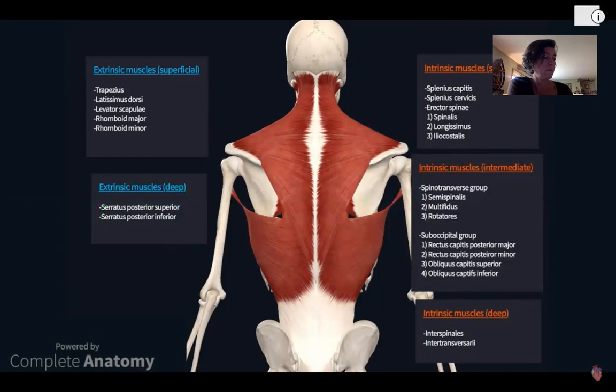The intrinsic, or true muscles of the back, lie deep to the extrinsic muscles. These are also arranged in layers from superficial to deep, and categorizing them in this way tends to facilitate learning. I have added the sub-occipital muscle group to the intrinsic muscles, which builds upon the articles on the Geekymedics site.